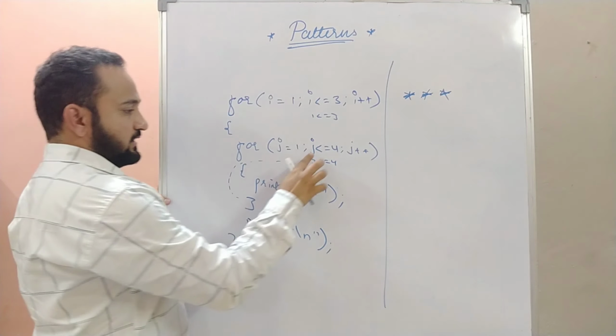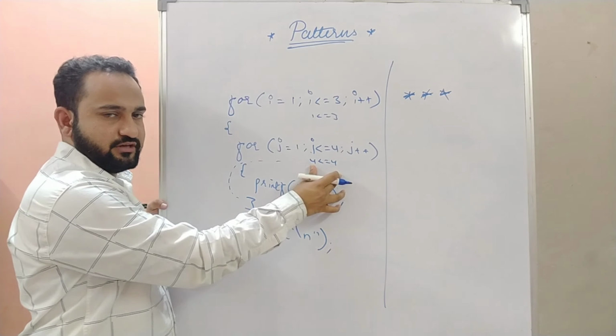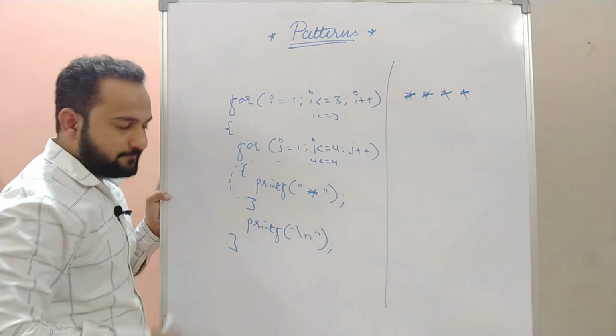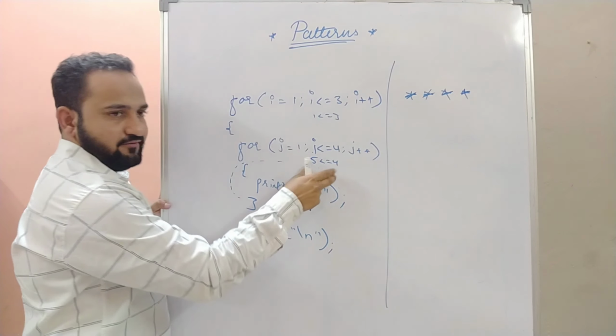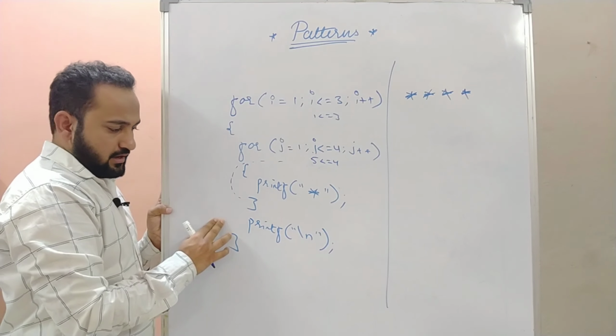It will go back again. The value of j will be 4. 4 is less than or equal to 4. Yes, the condition is true. Again it will go inside and print one more star. It will go back again. Now the value of j will be 5. 5 is less than or equal to 4? The condition is false. It will come out of this for loop.